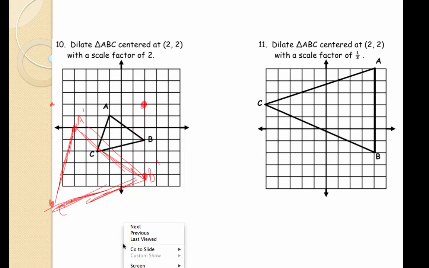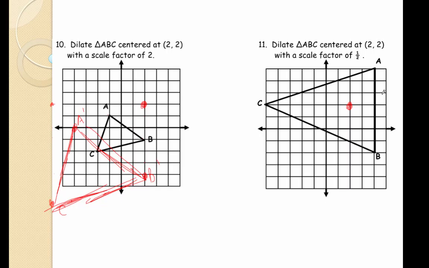So it still got larger by a factor of 2, but this time it moved. And the reason it moved is because everything's basically expanding away from the center point, and since the center point was not in the triangle, it scooted away. This one, we're still going to center around 2, 2, but now 2, 2 is inside it. So it'll stretch around it or shrink around it instead of moving away or towards.